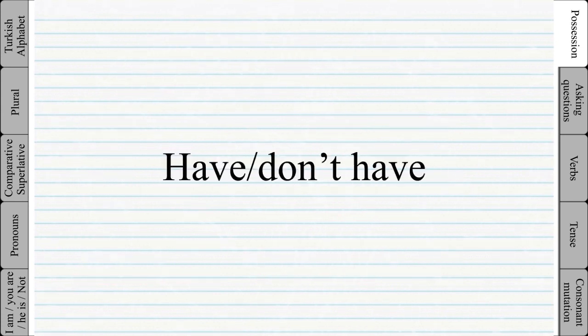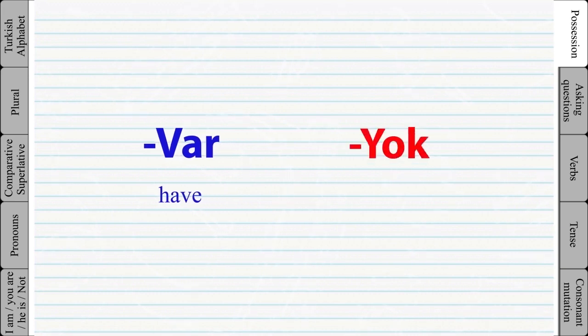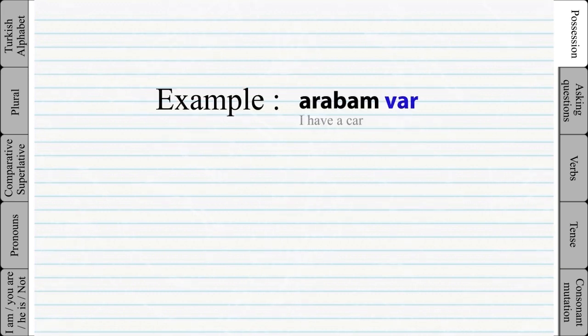To say I have something in Turkish is very easy. Simply add the word var after the possessive suffix. To say I don't have something, just change the word var to yok. That's all.